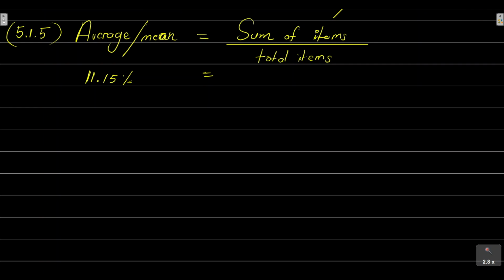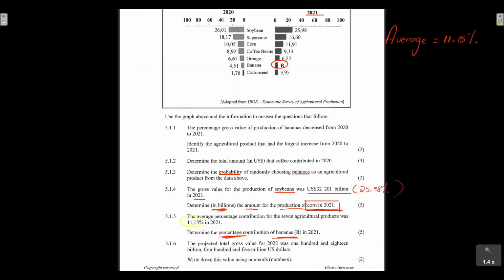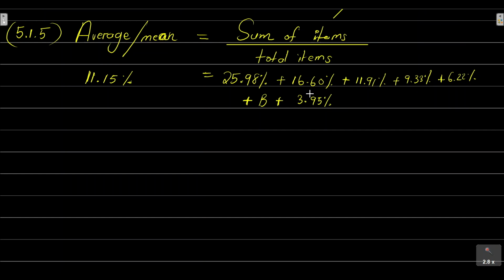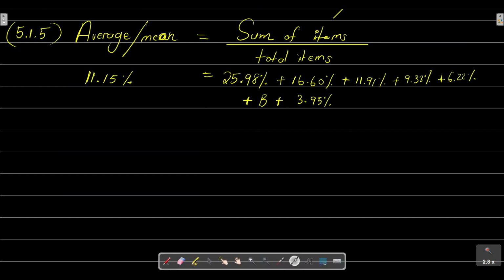Now we need to add up all these items. So to sum them up, we take 25.98% plus 16.60% plus 11.91% plus 9.33% plus 6.22% plus B plus 3.95%. Okay, so let's write that down. I've added all these items together and we need to divide by the total number of items.